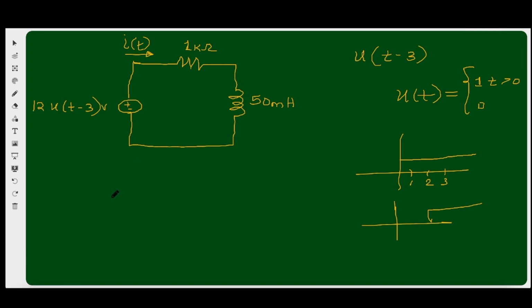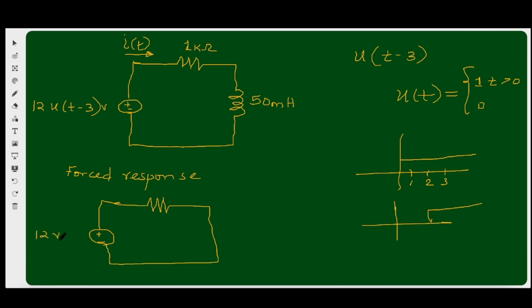So if you want to get the final response, what do we have? We have to get the forced response, and that is very, very straightforward. The forced response is this inductor will turn to a short circuit, and when we redraw that, we have this, the resistor, and of course this is the source, plus minus 12 volts. So there's no need for u of t minus 3. That one is just telling us that when t equals 3, that's when the source comes into play. And this is 1 kilo ohm.